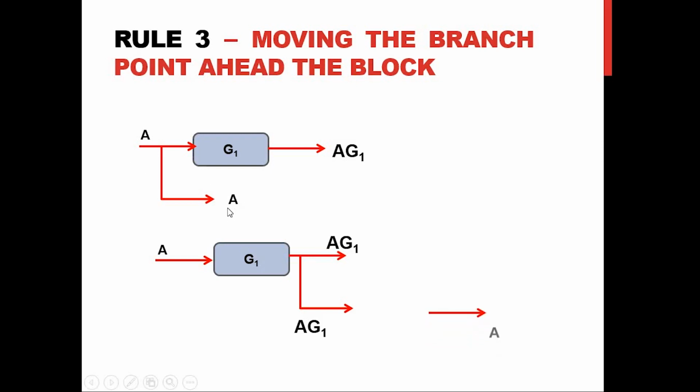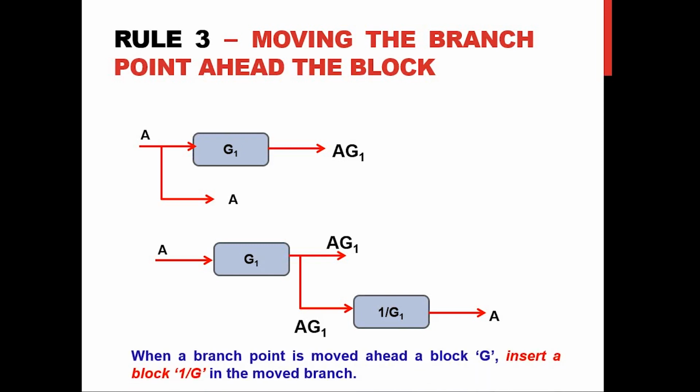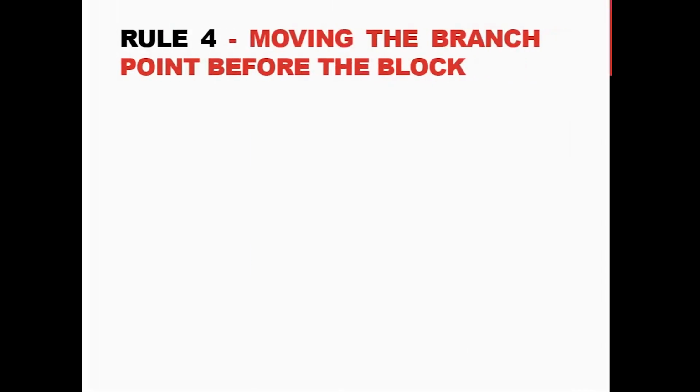So when we want the signal A, we have to insert a block whose value is equal to 1 by G1, so that I will be getting the preferred value called A. The inference from rule 3 is that when a branch point is moved ahead of a block called G, insert a block of value 1 by G in the moved branch. We have to add that block with the value 1 by G in the branch that is moved from one point to another point.